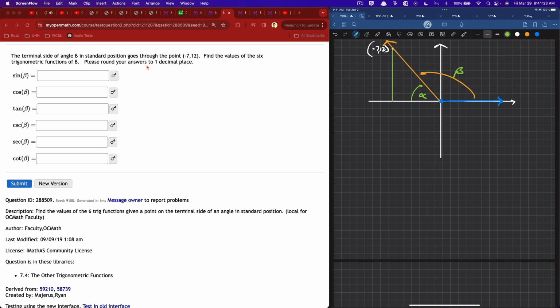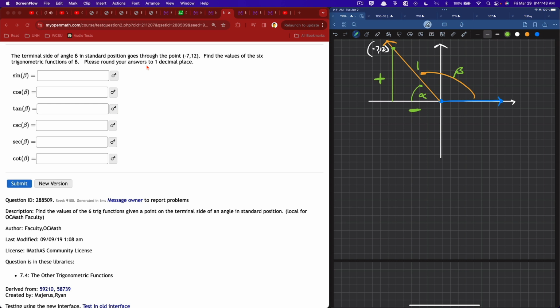Remember, if we are in the unit circle, this would be 1. This would have some measure that's less than 1. This would have some measure less than 1. This one would be positive. This one would be negative because this one's in the positive y direction above the x-axis, and this is in the negative x direction. But we are not in the unit circle because we are at this point, -7, 12.